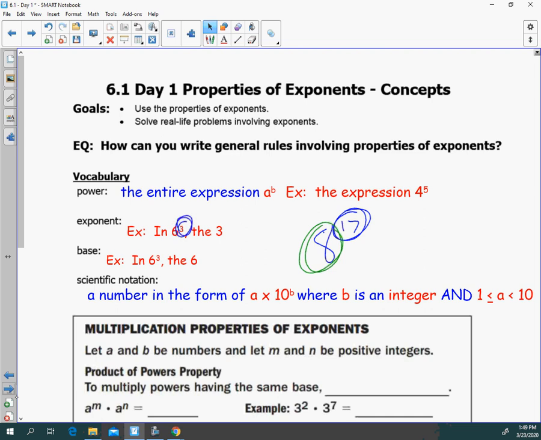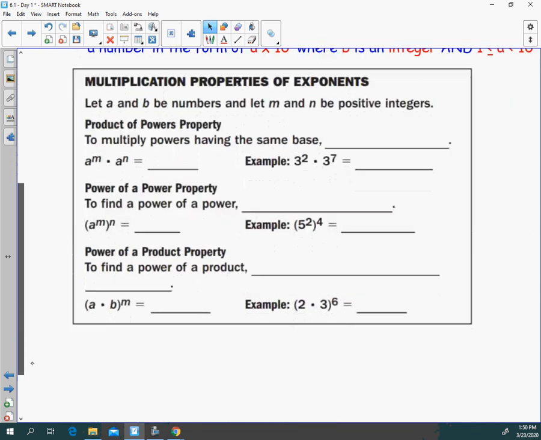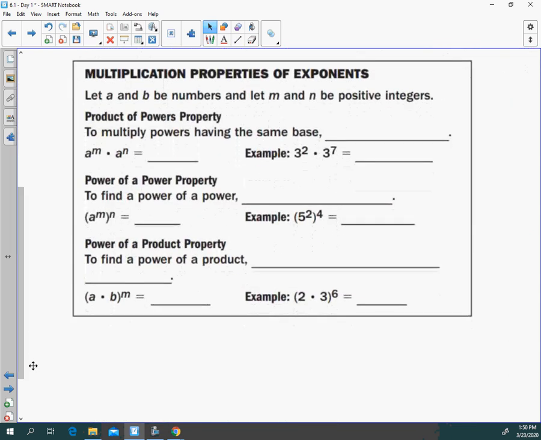Scientific notation, we're going to skip that, but that's a way you can write really big numbers in shorter and easier ways. It's a super important one, but we're just not going to make time for that one. Right here is the big fancy math stuff for it. You can pause it. I'm not going to talk about this in detail because I want to show you examples. I think that's the easier way.